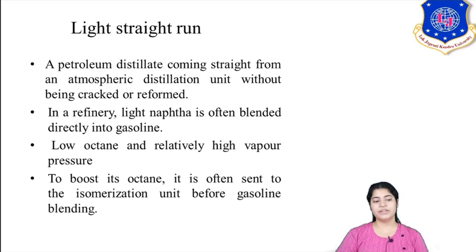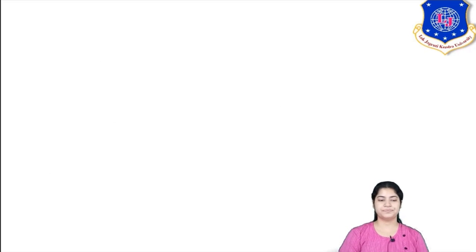Now, what are the properties of it? It has a low octane number and relatively high vapor pressure. High vapor pressure means it is very fast boiling; the initial boiling point is very low. It is very volatile. To boost its octane number, it is often sent to other units such as isomerization and reforming sections, so as to improve its quality.